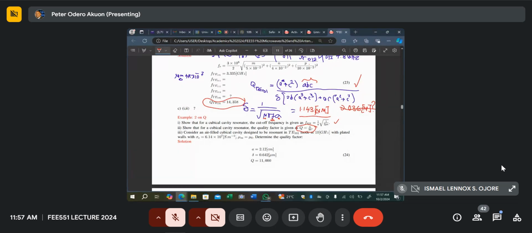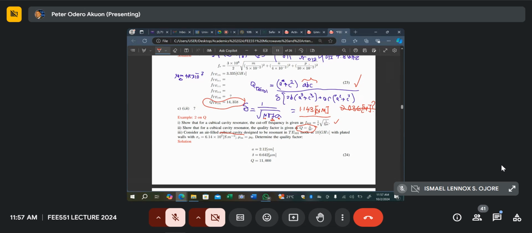Now you're supposed to consider an air-filled cubical cavity. This is a cube designed to resonate in TE101 at 10 gigahertz, and the walls have conductivity of 6.14 times 10 raised to 7. Mu is given as mu naught, and you're supposed to determine the quality factor. So the only difference from example 1 is that now this is cubical. So it's very easy, but I don't like you mastering it like that.